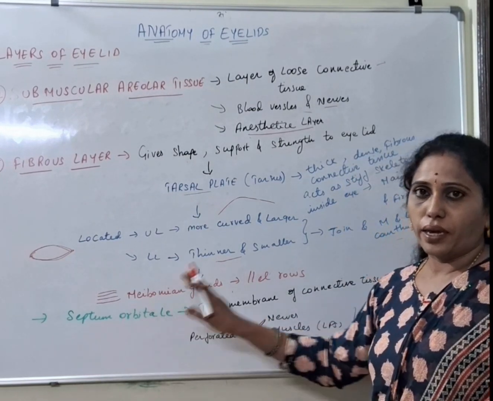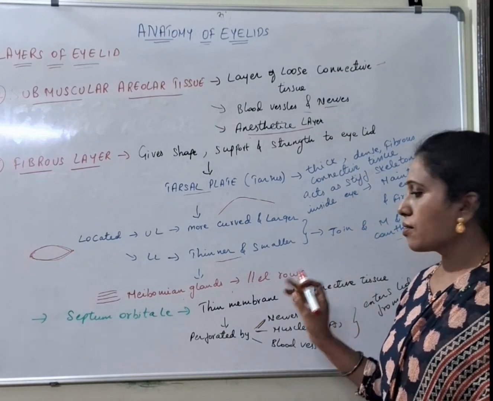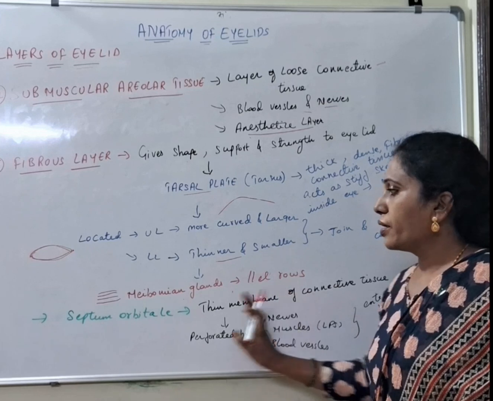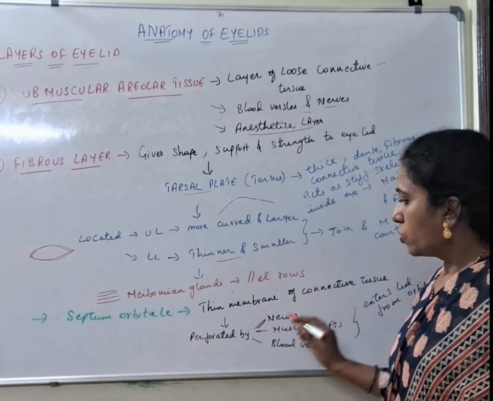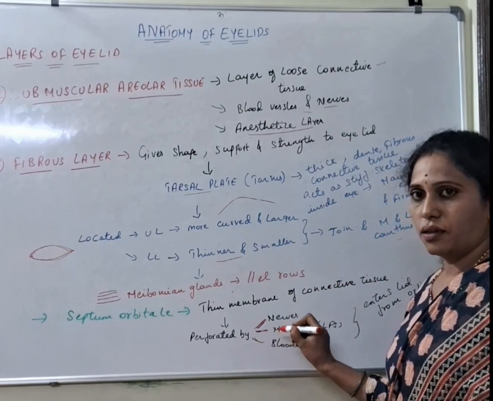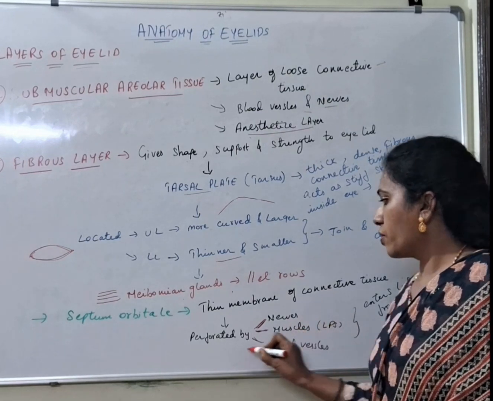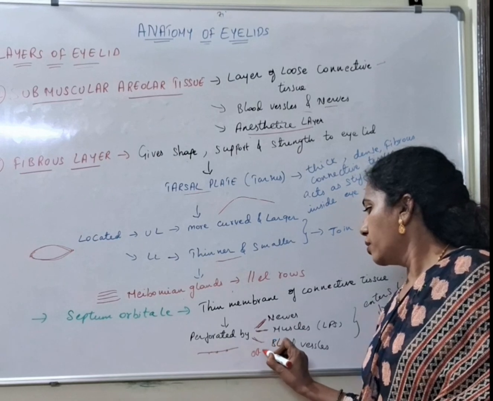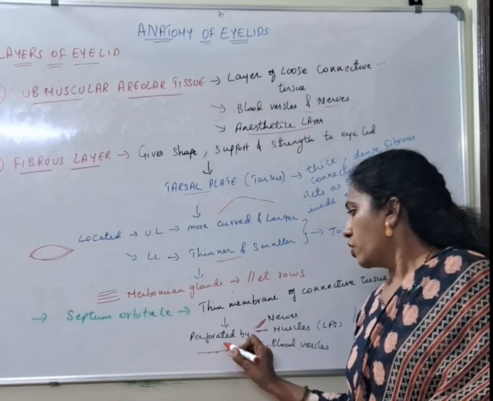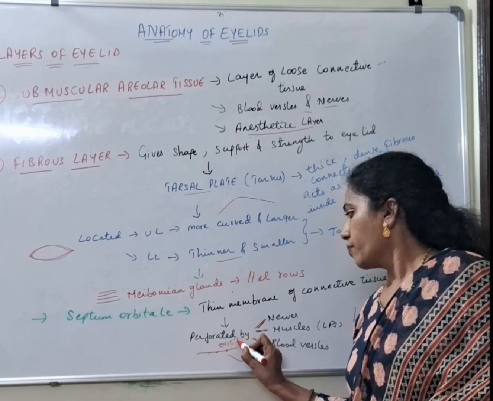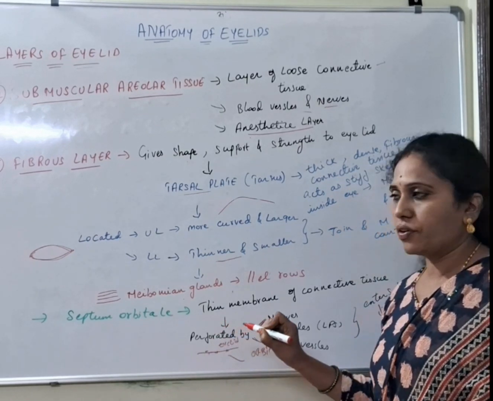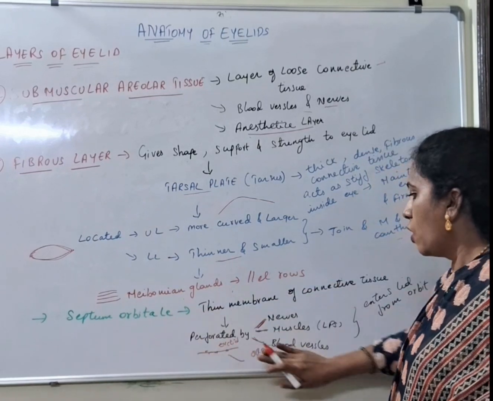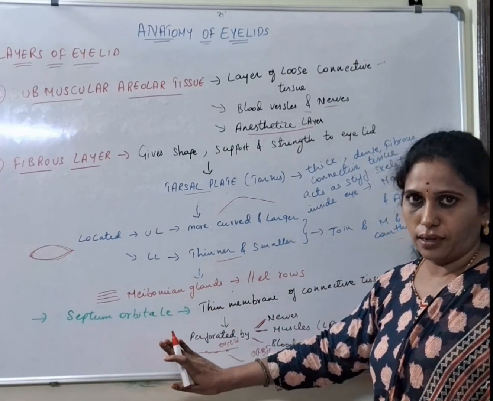In this layer, this is the point where the nerves, blood vessels and the levator palpebrae superioris muscle, all these enter into the eyelid from the orbit through this layer, through the septum orbitale. So nerves, muscles and blood vessels will perforate the septum orbitale, from orbit to eyelid. Where is it perforated? In the fifth layer called the fibrous layer. In the fibrous layer, in the septum orbitale, all these nerves will enter into the eyelid.